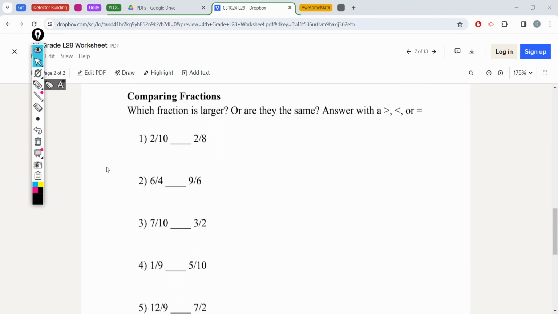And then for our next section, we have comparing fractions. So we're going to see which fraction is larger, or if they're the same, we're going to use an equal sign. So 2/10 and 2/8.